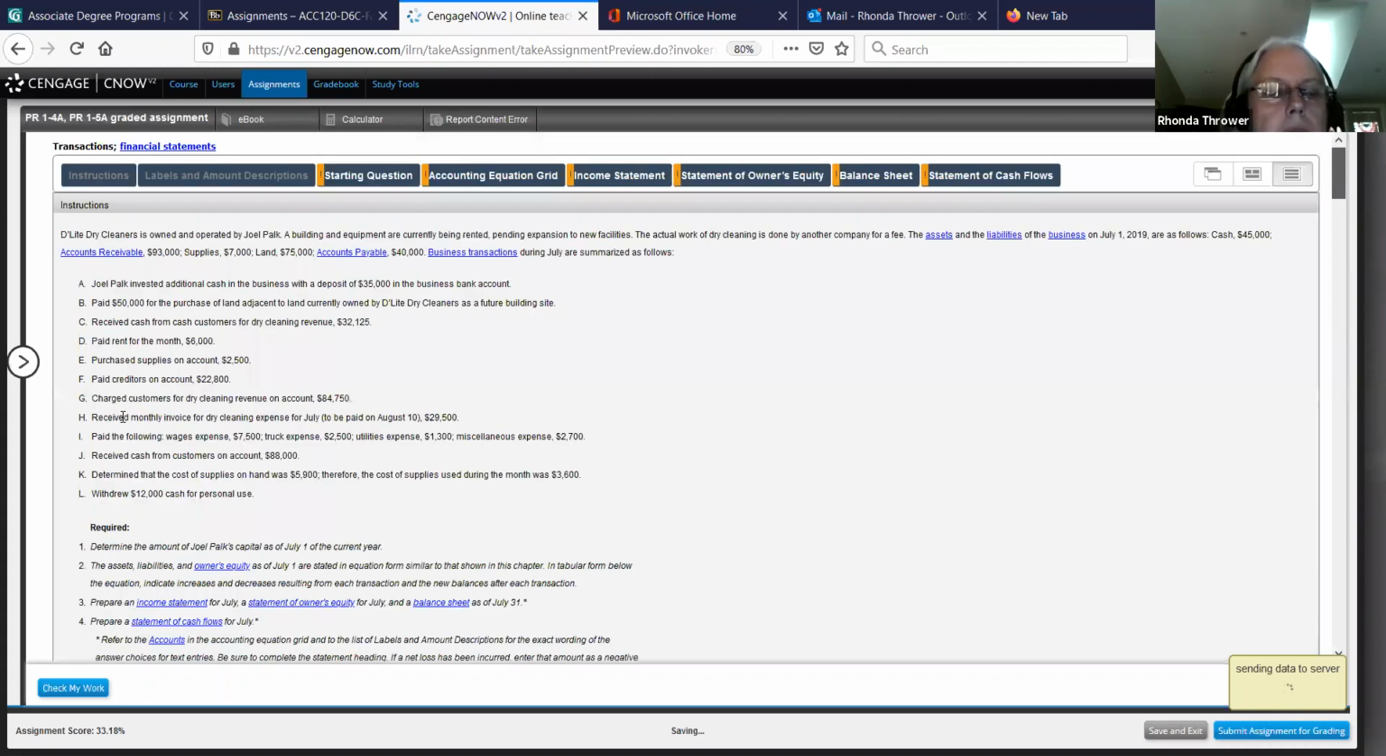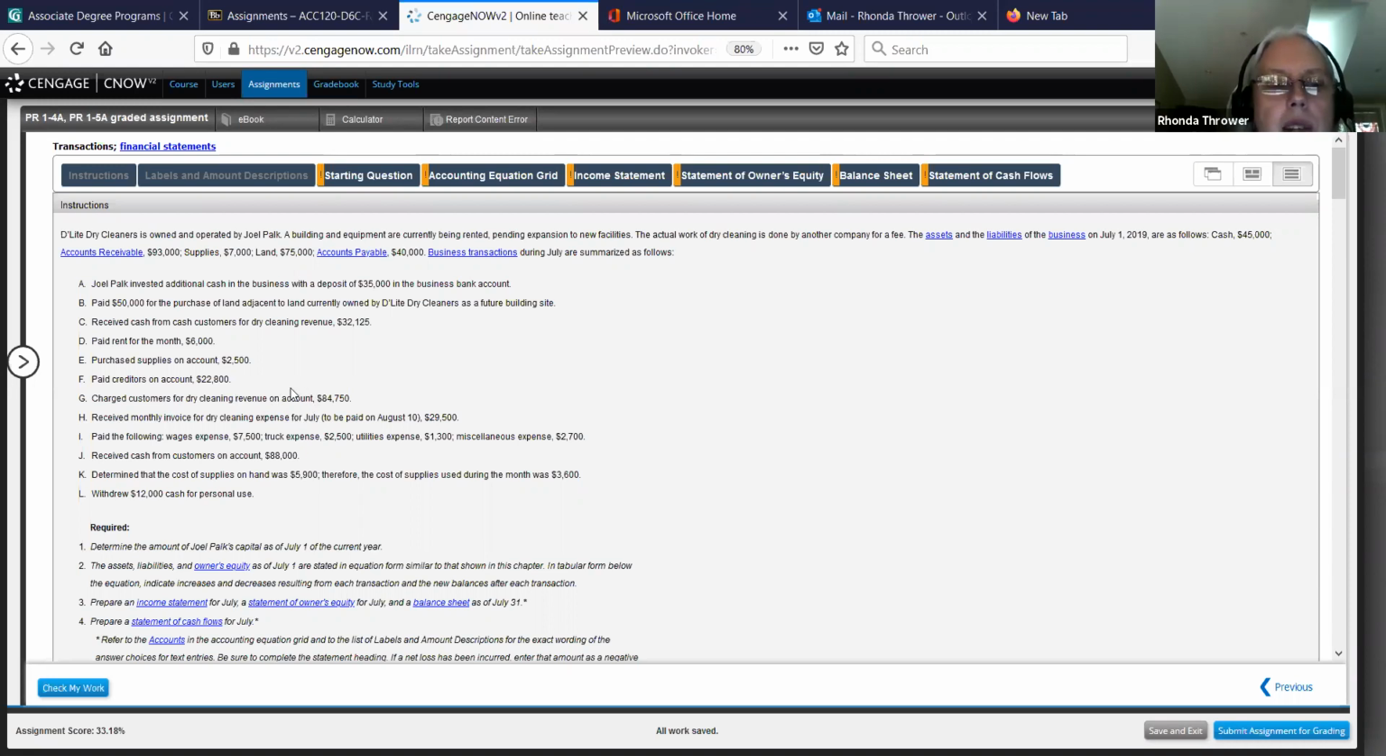The G transaction says that you charge customers for dry cleaning revenue on account. This is a transaction that sometimes bothers students. So what you're doing is you have worked, so you've earned some money. Your revenue is the amount of the money that you've earned, this dry cleaning revenue. Because you've worked, you have the right to be able to charge your customers. Your customers did not pay you in this transaction. They're going to pay you at a later date. So they have created what is called an account receivable.